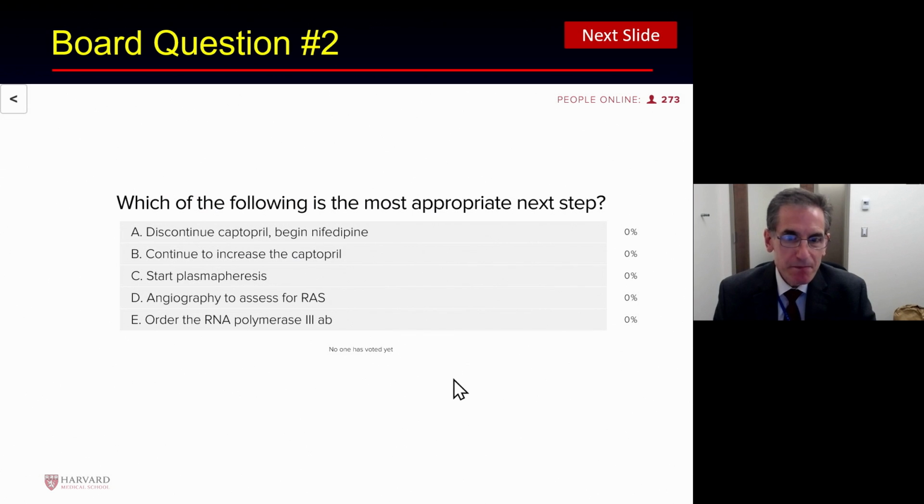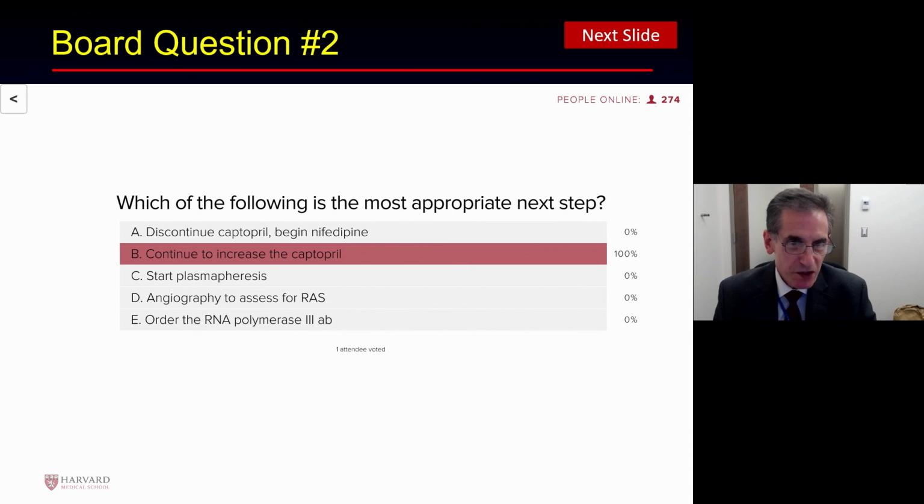Which of the following is the most appropriate next step to do for this patient? Discontinue the captopril and begin nifedipine, continue to increase the captopril, start plasmapheresis, do an angiography to assess for renal artery stenosis, and or order the RNA polymerase III antibody.